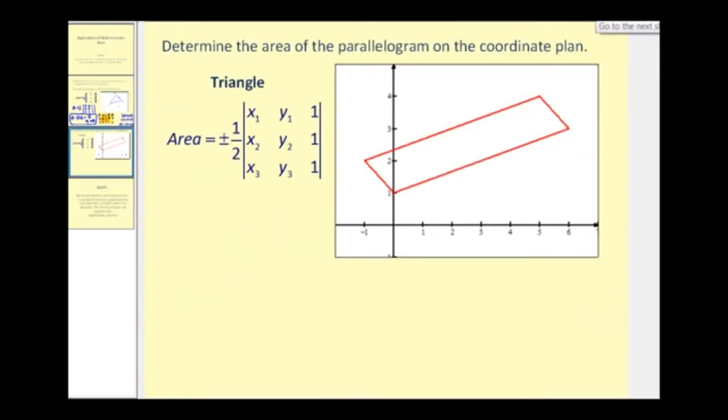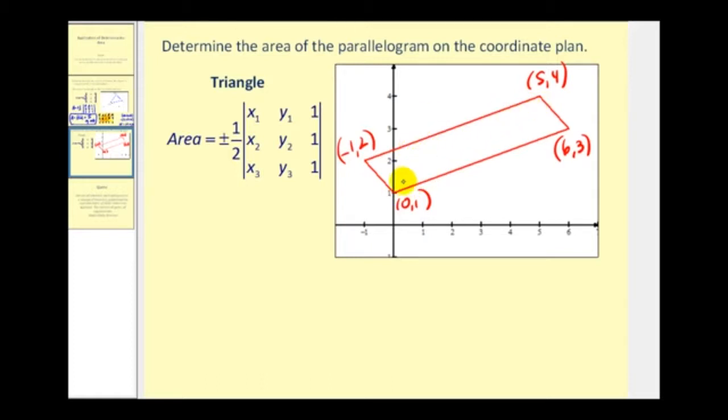Now we have a parallelogram, and we're going to use the formula for the triangle to determine the area of this parallelogram. So what we can do here is first label all of the coordinates. This is the point 0, 1, 6, 3, 5, 4, and negative 1, 2.